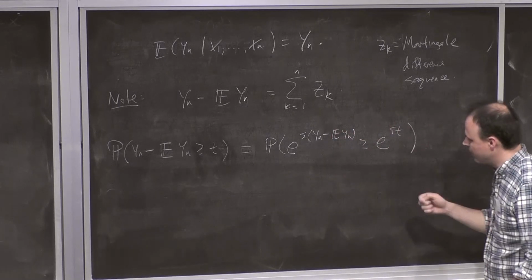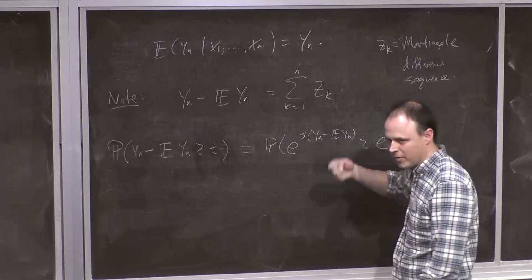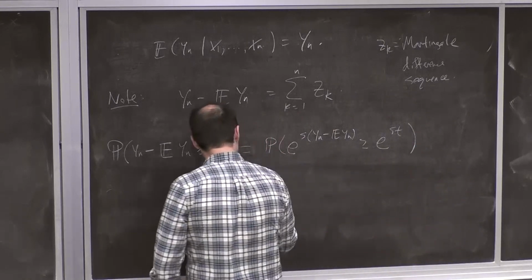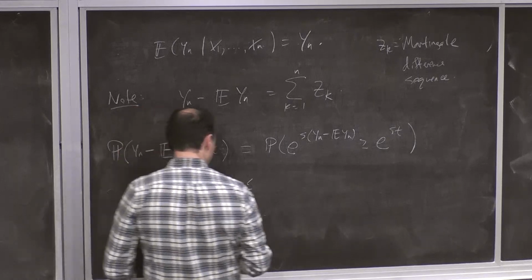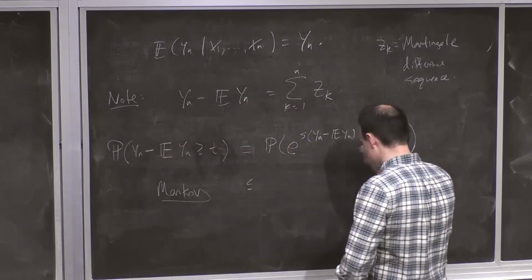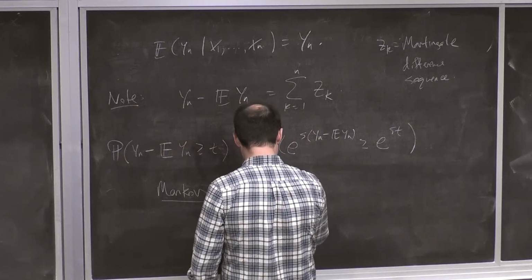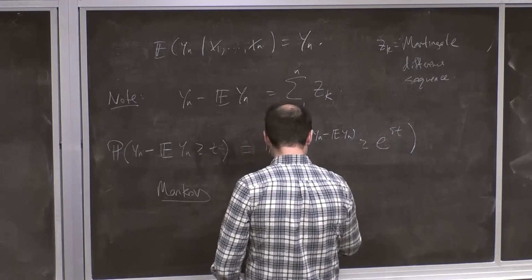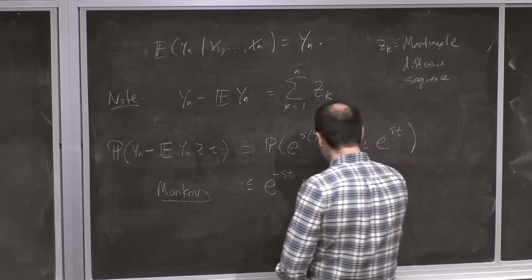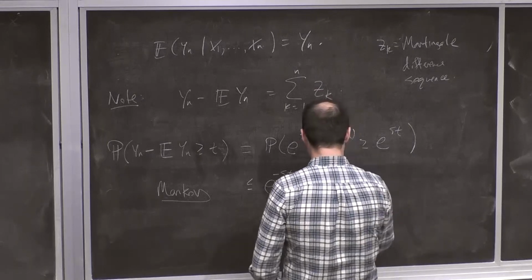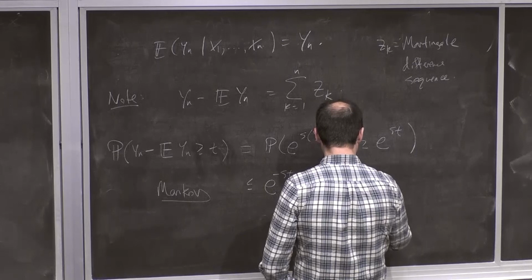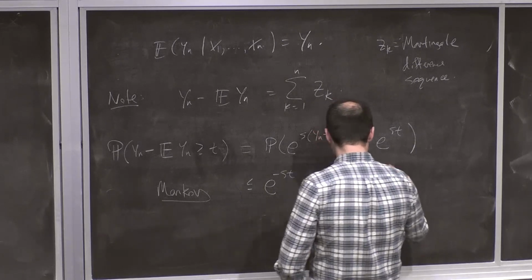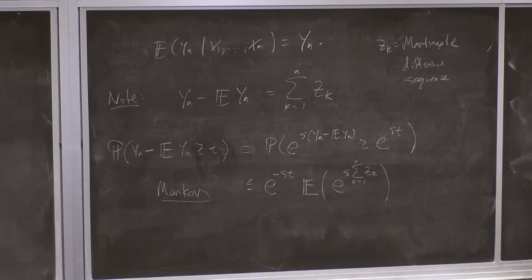I'm going to multiply both sides by s and exponentiate, so it's e to the s times yn minus expectation. And I'm going to write this out as a sum, and I'm going to apply Markov. So by Markov, I get the e to the minus st, and I get the expectation of this random variable. And here I'm going to write the sum of the zk's now. So that so far is basically the same as what we had before.